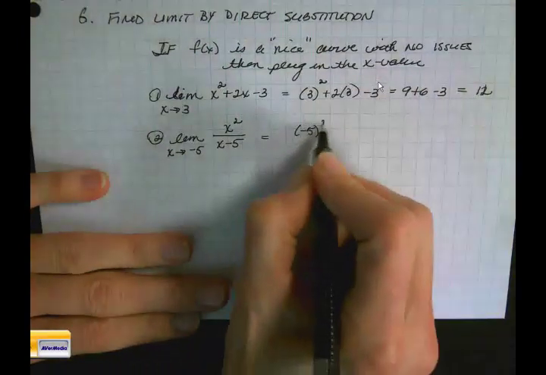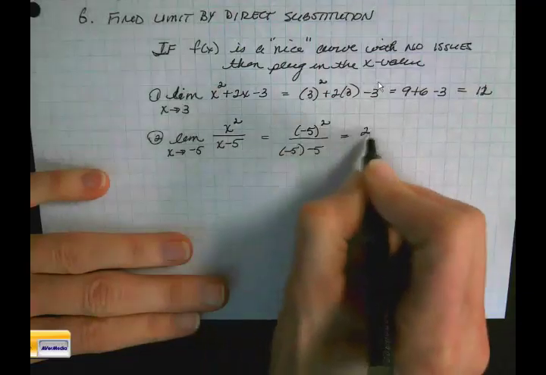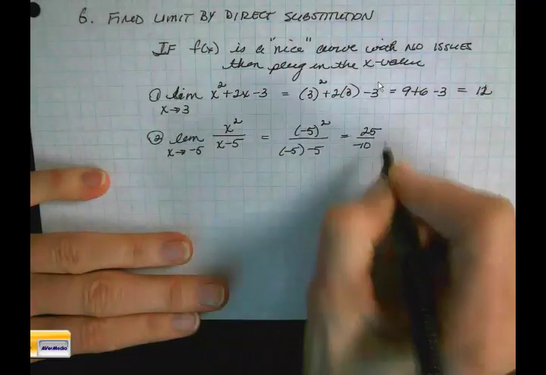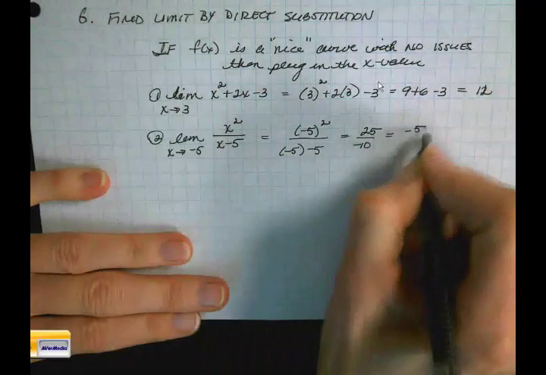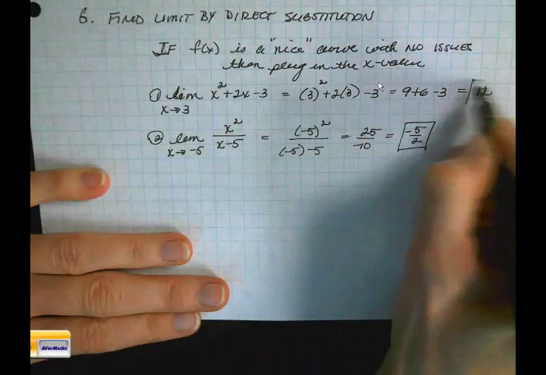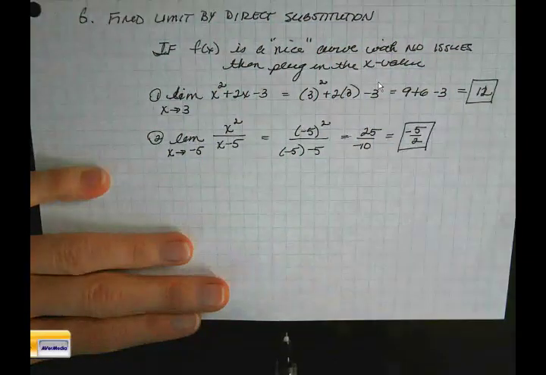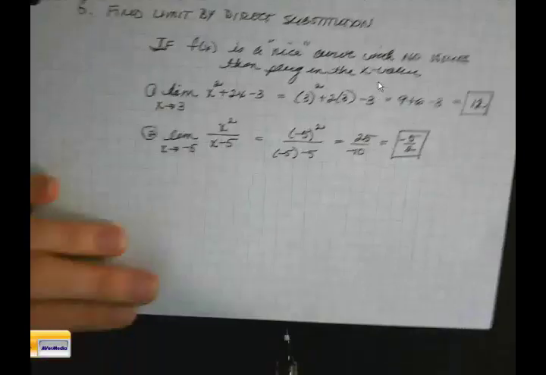And this is negative 5 squared over negative 5 minus 5, which is 25 over negative 10, which is negative 5 halves. No issues because we weren't at the place where there's an issue. They didn't ask me at 5. They asked me at negative 5.